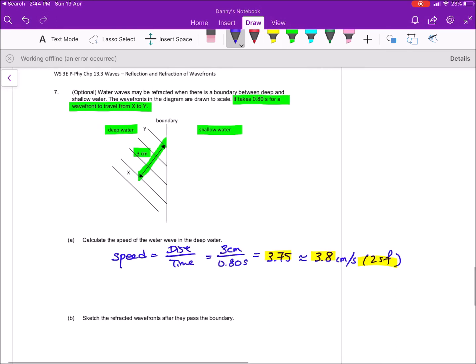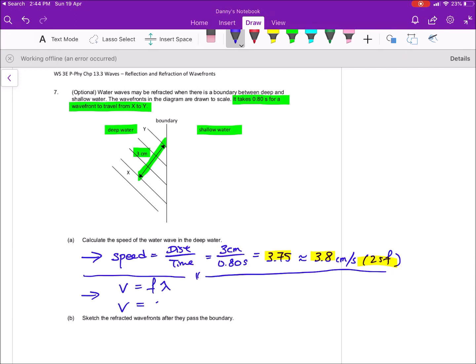What if you do not like this? You are the type that, hey, I want one formula to solve all my problem. Can I do that? Yes. Teacher teach you speed of wave is given by v equals f lambda. Now you have a problem with f, you don't know what it is, but the lambda you can find out is 3 cm divided by how many waves? Between X and Y, how many waves are there? 1, 2, and 3. So you get this.